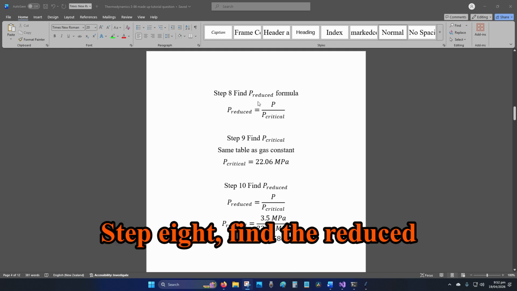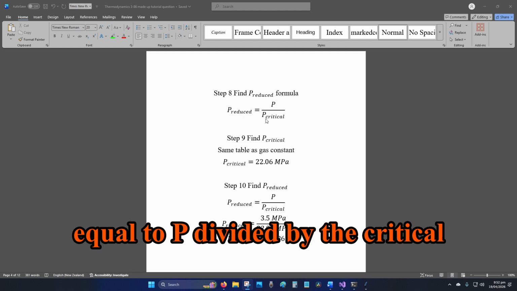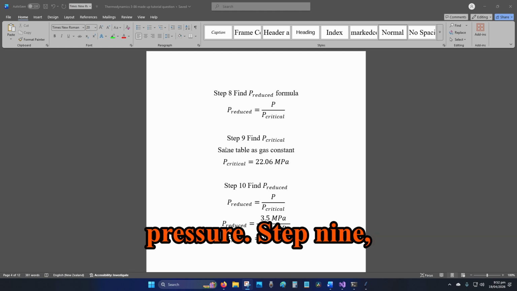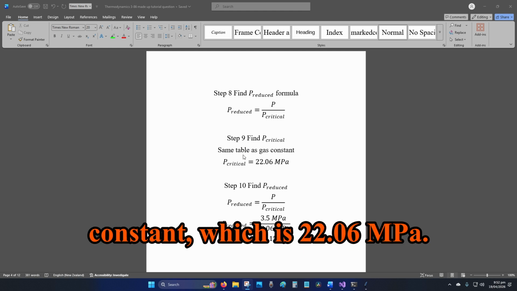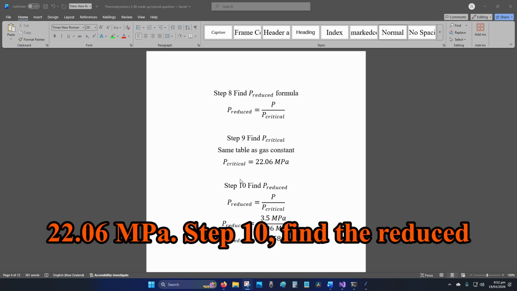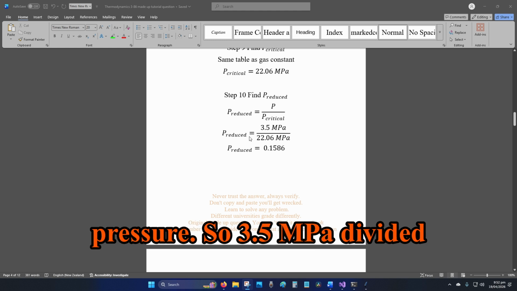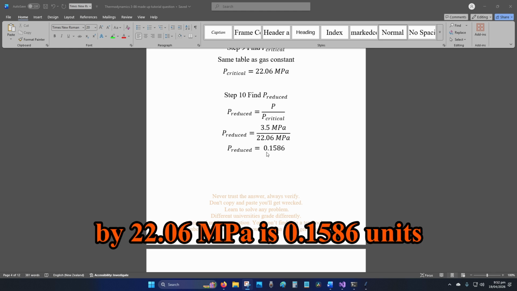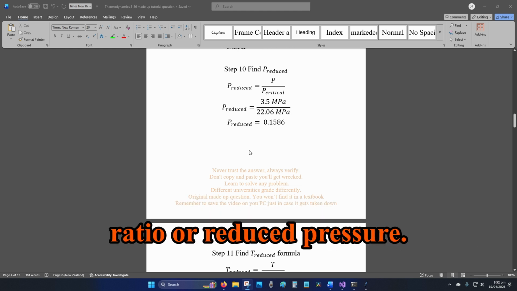Step 8, find the reduced pressure formula. So reduced pressure is equal to P divided by the critical pressure. Step 9, find the critical pressure. It's in the same table as your gas constant, which is 22.06 MPa. Step 10, find the reduced pressure. So 3.5 MPa divided by 22.06 MPa is 0.1586. Units cancel out. Okay, so that's your pressure ratio or reduced pressure.